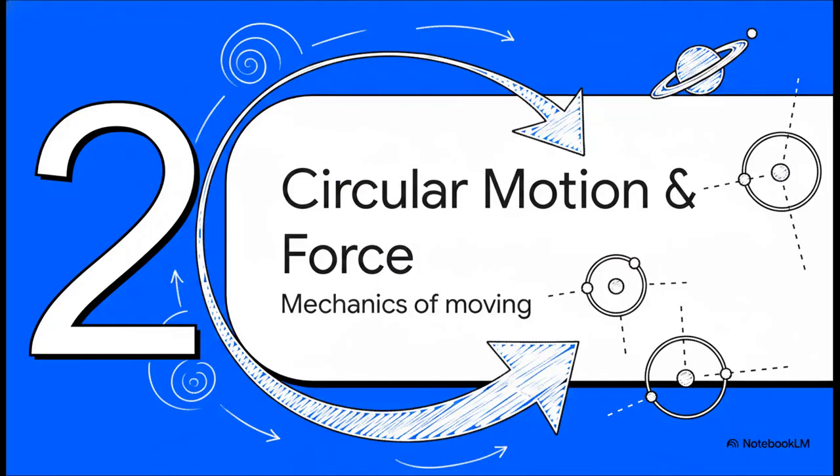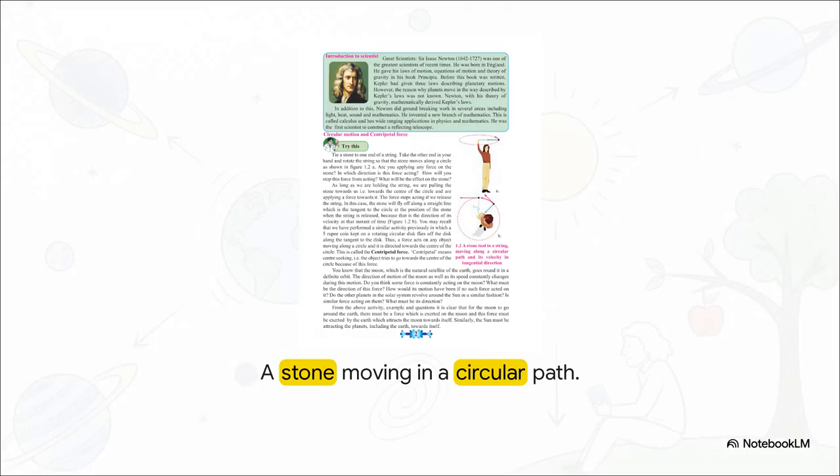To answer that, we move to Section 2, circular motion and centripetal force. Let's try a quick mental experiment. Imagine whirling a stone tied to a string around in a circle. Are you applying force? Absolutely. You're constantly pulling that stone towards your hand, right towards the center of the circle. If you were to suddenly let go of that string, the stone wouldn't keep going in a circle. It would just fly right off in a straight line, tangent to the circle.